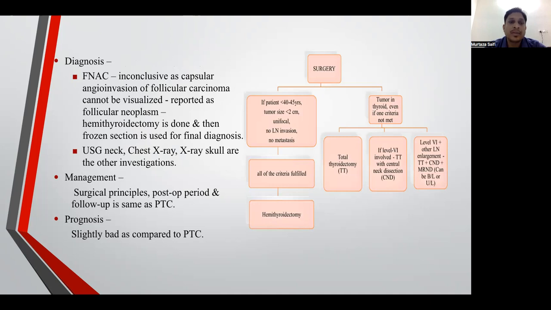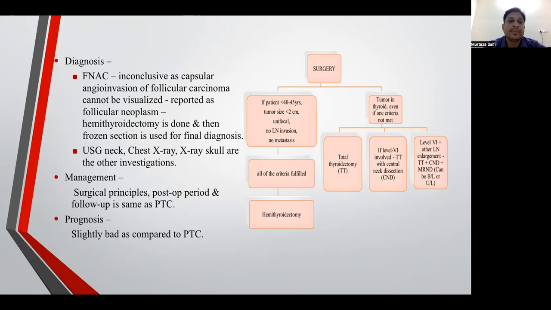Here is the diagnosis: FNAC is inconclusive, as I told you, since capsular and vascular invasion of follicular carcinoma cannot be visualized, and it is reported as follicular neoplasm. Hemithyroidectomy is done, and then frozen section is used for the final diagnosis. Obviously, frozen section is not available everywhere. You can go for preoperative MRI. Then USG neck, X-ray chest and X-ray skull are some other investigations.